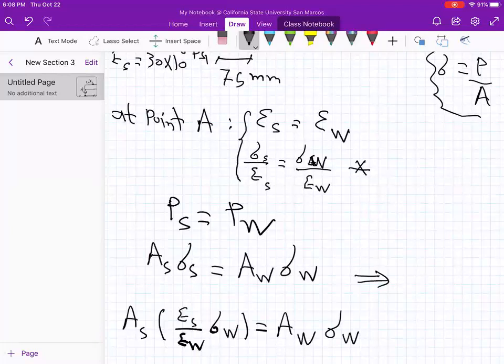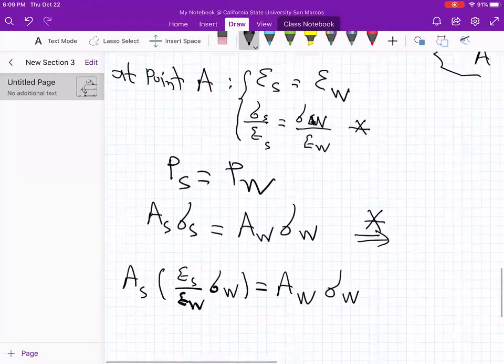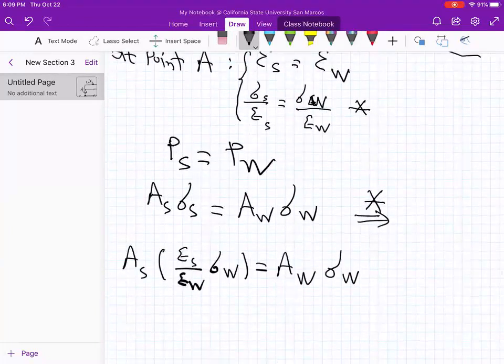Because here I'm using star, using this equation, and instead of sigma S, I put ES over EW times sigma W. Do you agree with me? Yes. Okay, and now in this equation, we can just cancel sigma W.